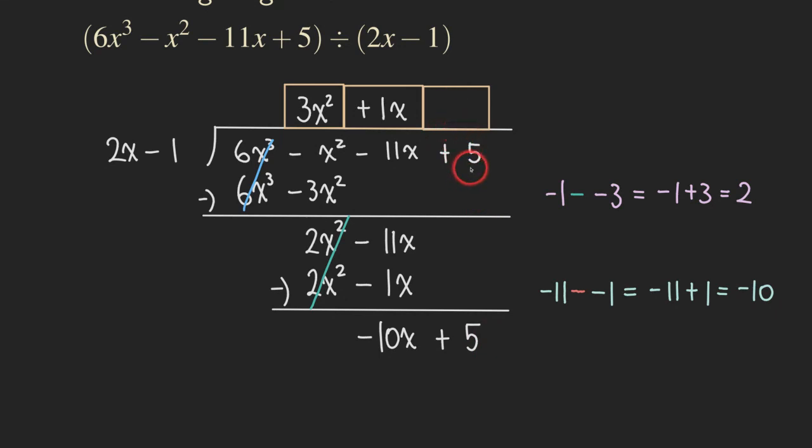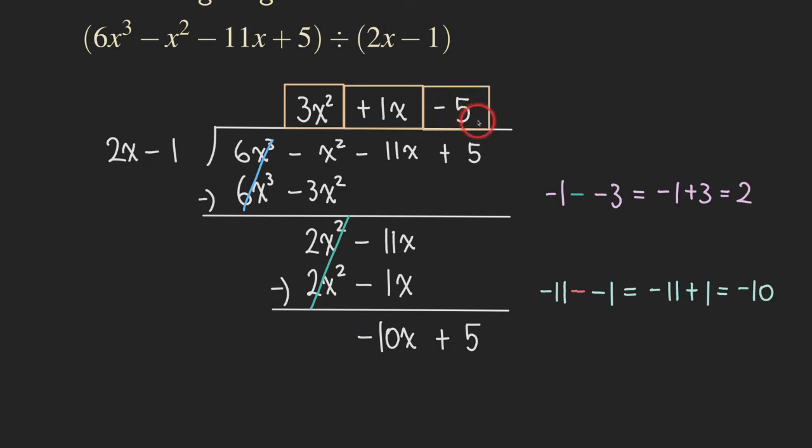Okay, so let's think about this. Something times 2 will give us the negative 10. What is that something? That should be 5. But 5 times 2 is positive 10. We want negative 10, so we need negative 5. So we need negative 5.